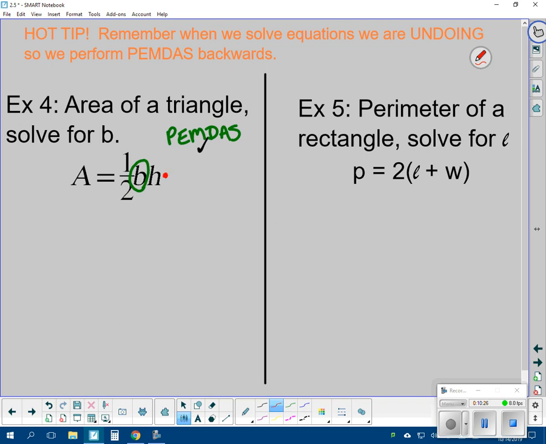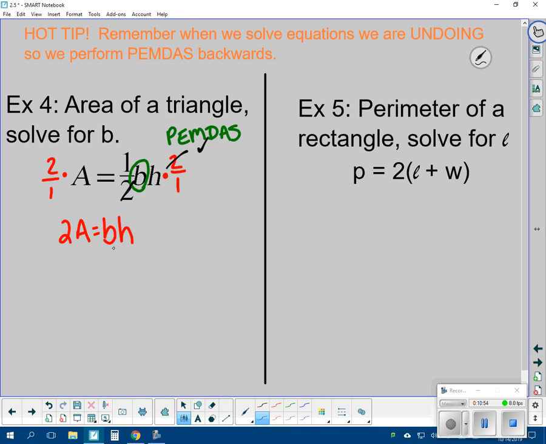So if I multiply this by the reciprocal of 1/2, that would be 2 over 1. Whatever you do on one side, do to the other. Well, 2 over 1 is just 2, and 2 times a is 2a. 1/2 times 2, that becomes a 1. That cancels, right? You can cross cancel these things. Well, 1 is just, we don't need it, so we just have bh.